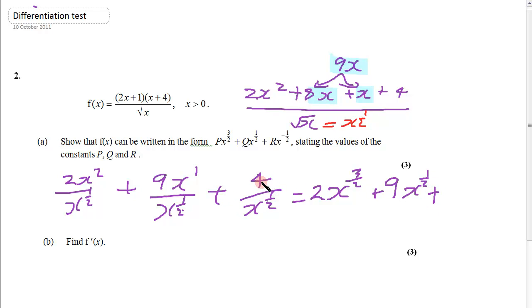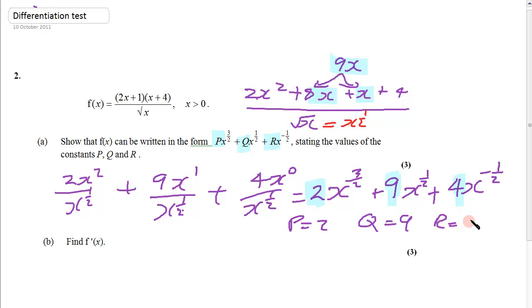Plus, here we've got 4 over x to the half, which is effectively the same as having x to the 0 over x to the half. Anything to the power of 0 is 1. Subtract the indices, 0 minus a half gives us x to the minus half. So we've got 4x to the minus a half. So we can see that we have our values for P, Q and R. Here they are. P will equal 2, Q will equal 9 and R will equal 4.